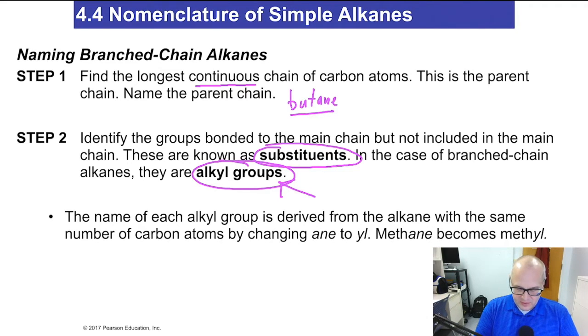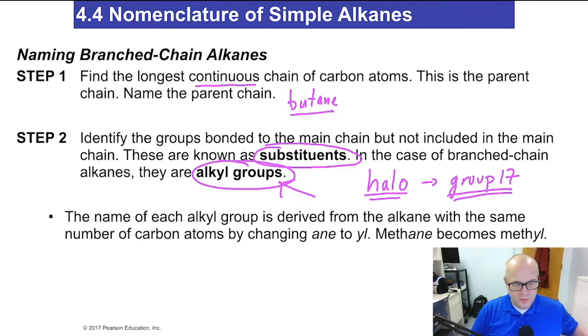We're also going to see a little bit about halo groups, and those are group 17. Okay, so anything in group 17 that's attached to an organic molecule is called a halo group. So just write that down. We'll see when we get there. There's fluoro, chloro, iodo, bromo. Those are your group 17 elements. So we'll see alkyl and we'll see halo. All right? And I'll show you how to apply these rules. Don't worry. I know the rules don't make any sense.